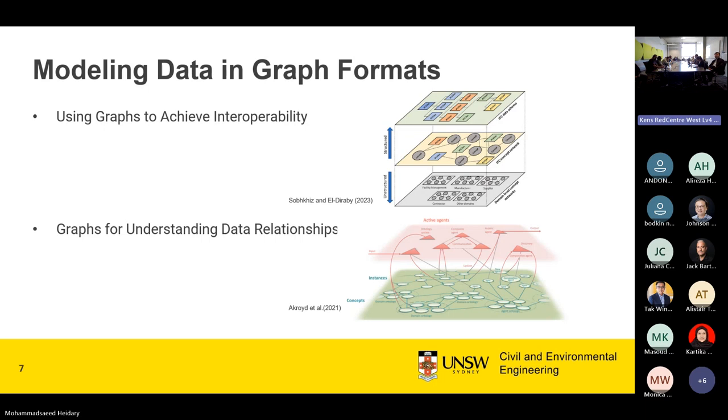And the second reason they're using graphs is for understanding data relationships. If we understand the relationships between different domain knowledge and different information knowledge, we can consider them in our analysis, and the processed information and output will be more valuable and more accurate.